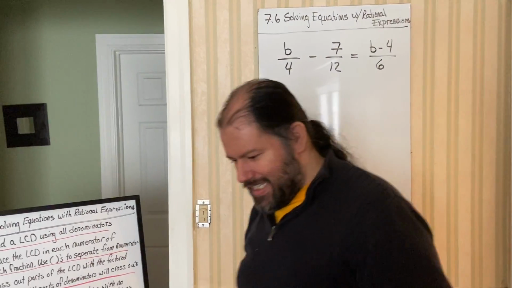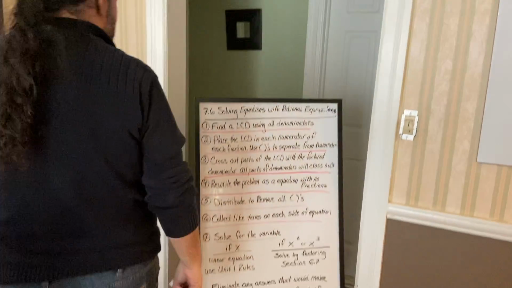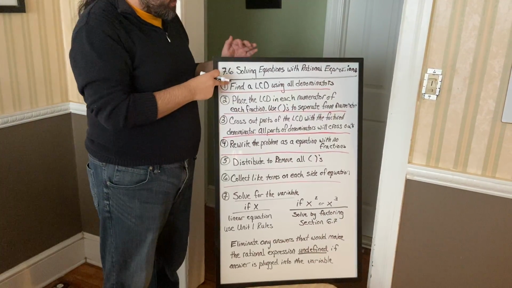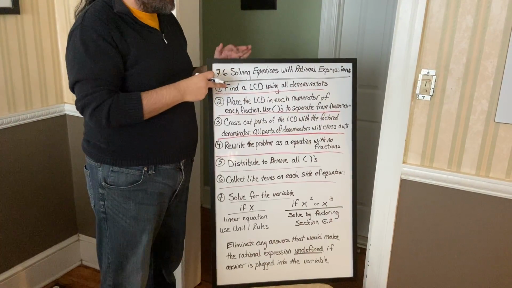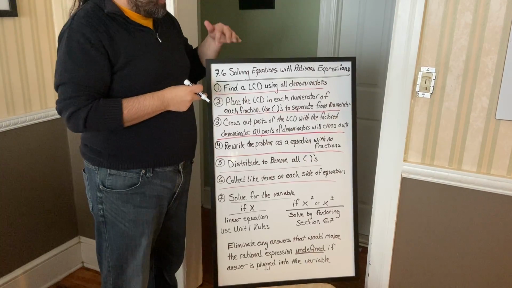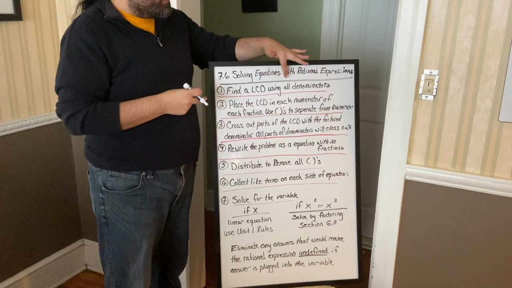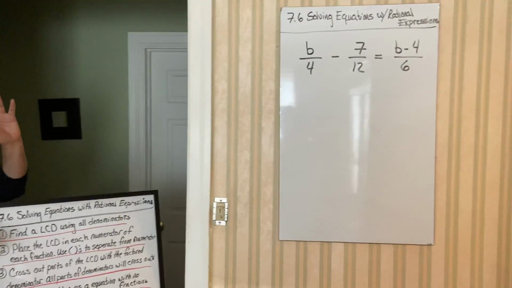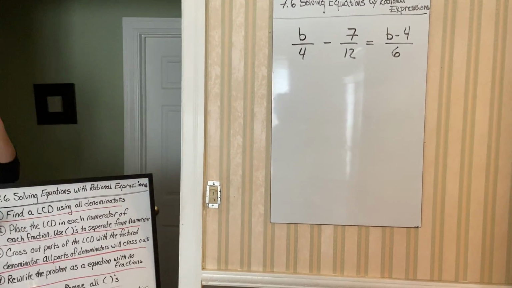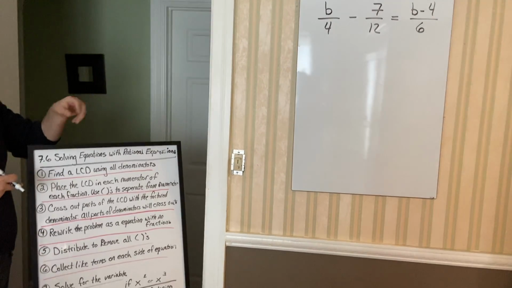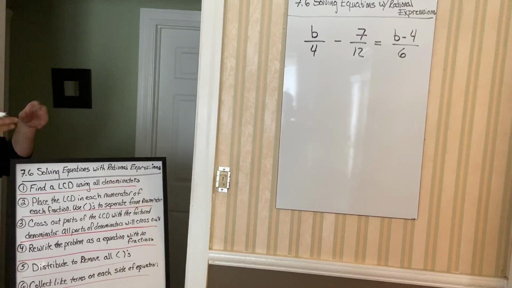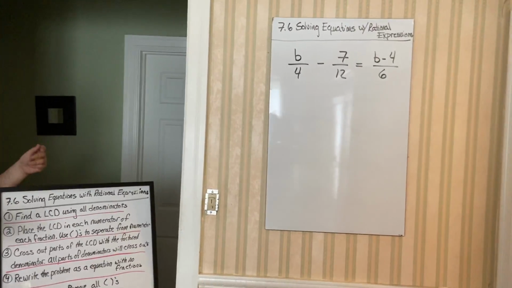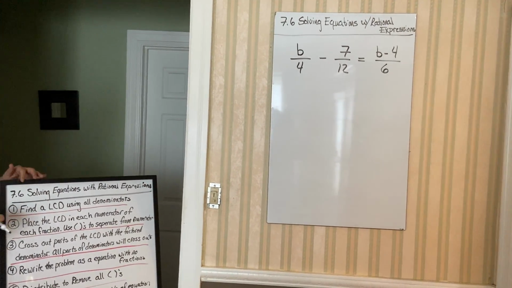It is a lot of steps, so let's kind of go through them real quickly. So solving equations with rational expressions, you can see the first thing that you want to do is find an LCD. And you're going to use an LCD using all the denominators. So you can see in this guy we have 3 fractions. We're going to use all 3 denominators. Normally when we were adding 2 fractions, we didn't have 3 fraction bars. Here we have 3 fraction bars.